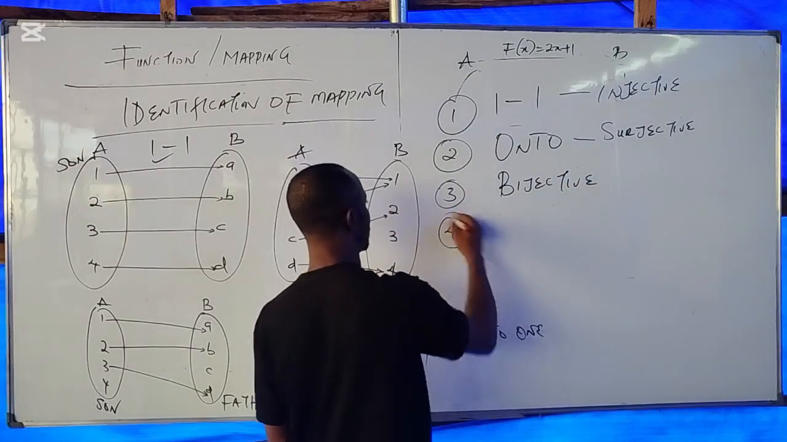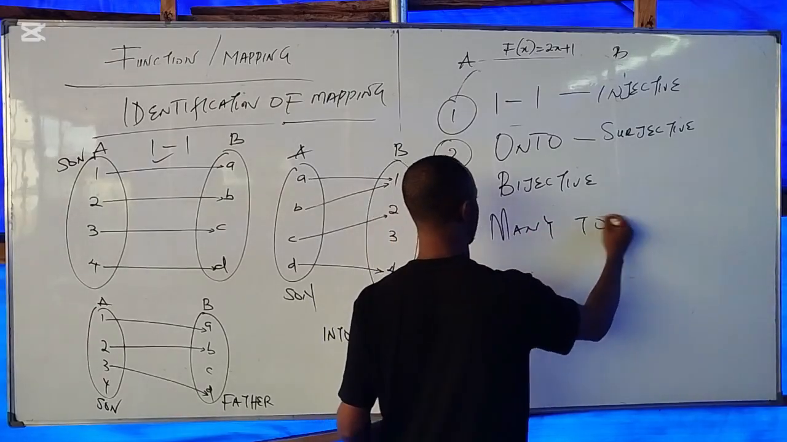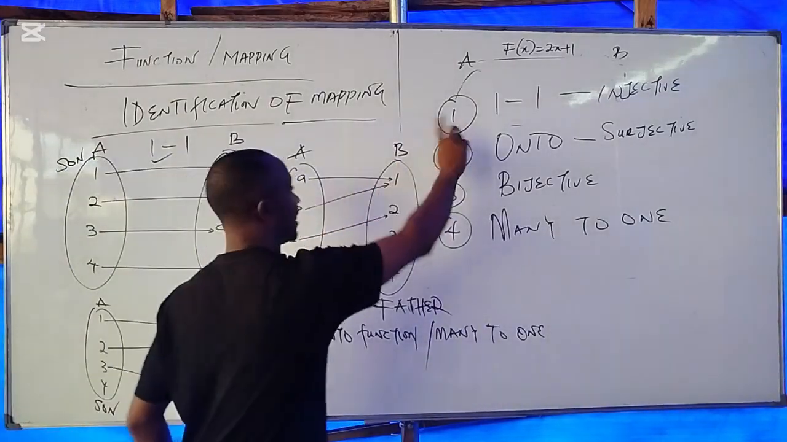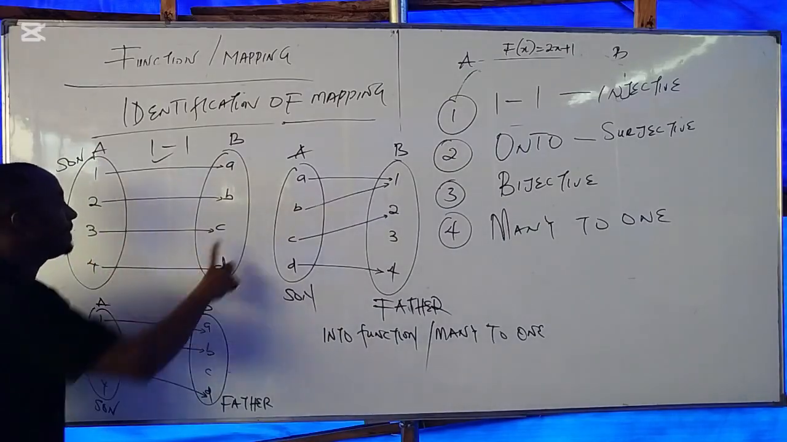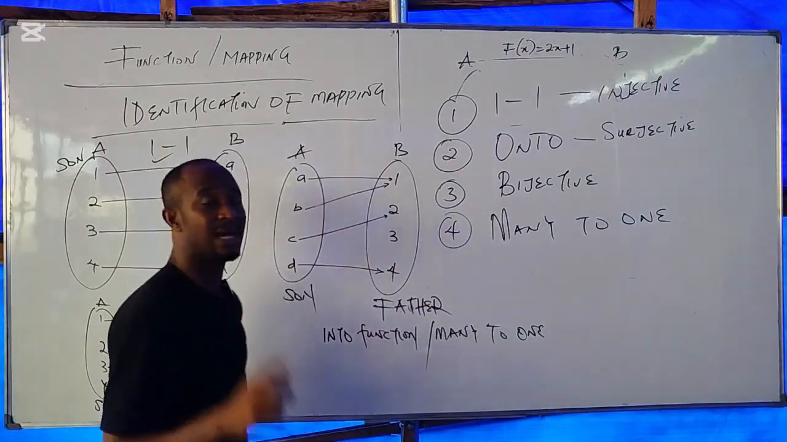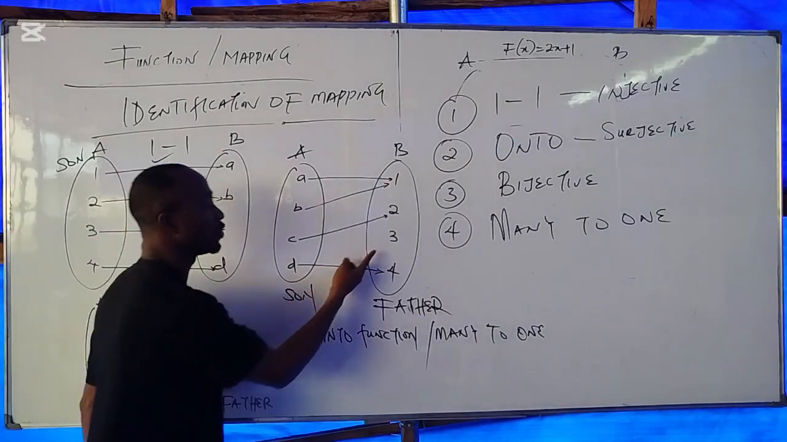Number 4, we have what we call the many-to-one. Let me explain. When you say one-to-one, I've cleared the air already, that one-to-one means that every element in the domain must be assigned to a unique, meaning one particular, element in the codomain. Now, when it comes to onto function, onto means that every element in the codomain must be assigned to at least one. Every element, not some elements.